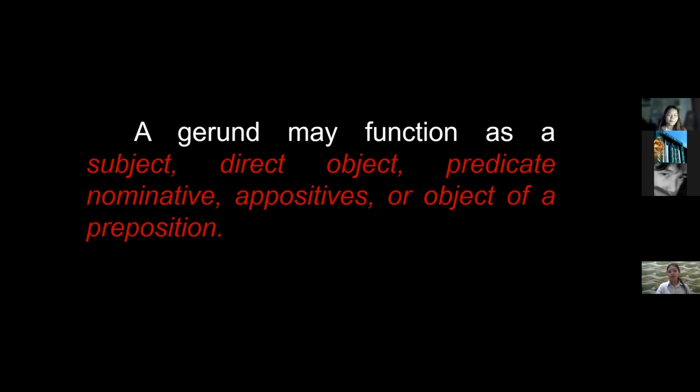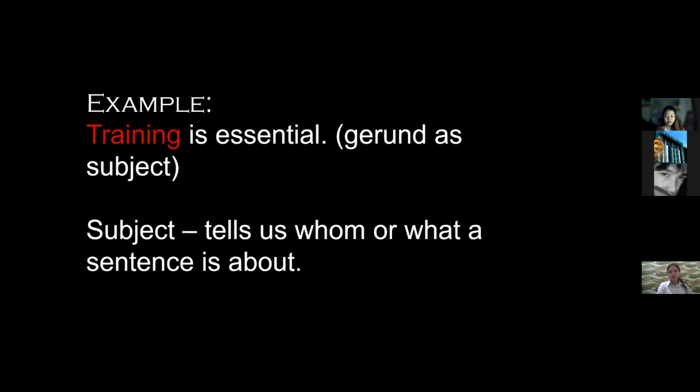So, a gerund has different functions. It can be a subject, direct object, predicate nominative, appositive, or object of a preposition. Next slide, please. So, in our first example, training is essential. First, let's find the gerund there. Training. Reading the sentence, what is the function of our gerund training? Subject. It functions as subject. What is a subject? A subject tells us whom or what a sentence is about. So, what is essential is the training. Is that clear? Yes po.